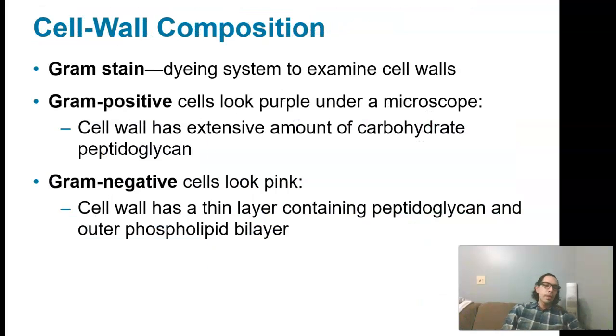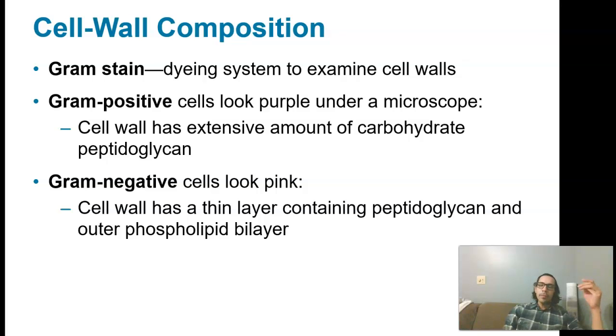The other thing that they differ in is the composition of the cell wall. The way that you can tell the differences in the cell wall is by the way that the cell wall reacts to a stain, which is called the Gram stain. The Gram stain is used to examine the cell walls because when you use it, they turn a different color.